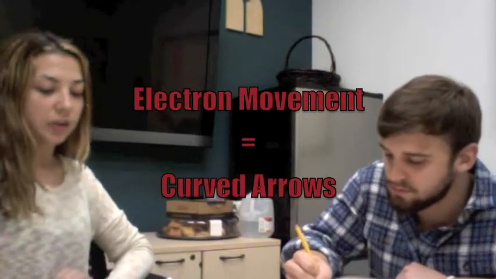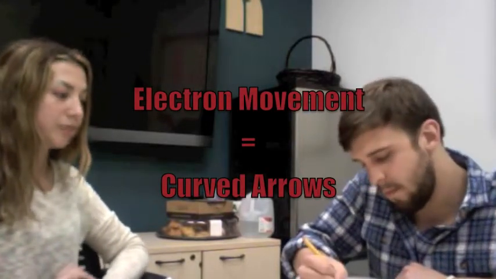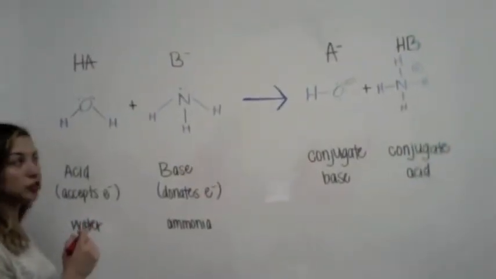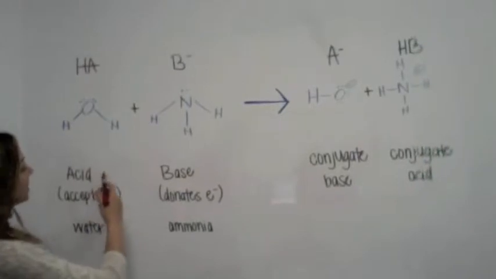So the acid becomes a conjugate base after accepting electrons, and the base turns into a conjugate acid when it gives away electrons. When the electrons move, we use a curved arrow going in the direction of the electron movement. I'm going to show you an example of how electrons move from a base to an acid.